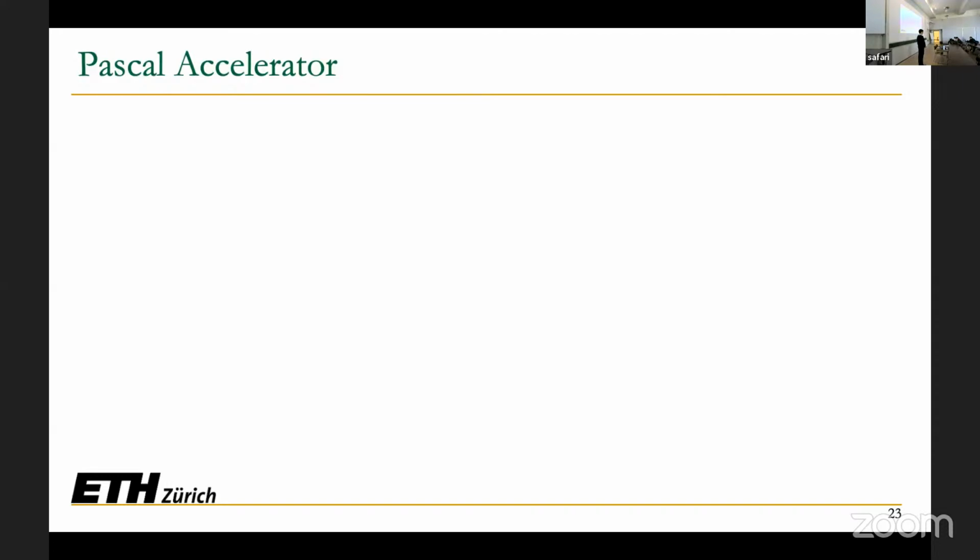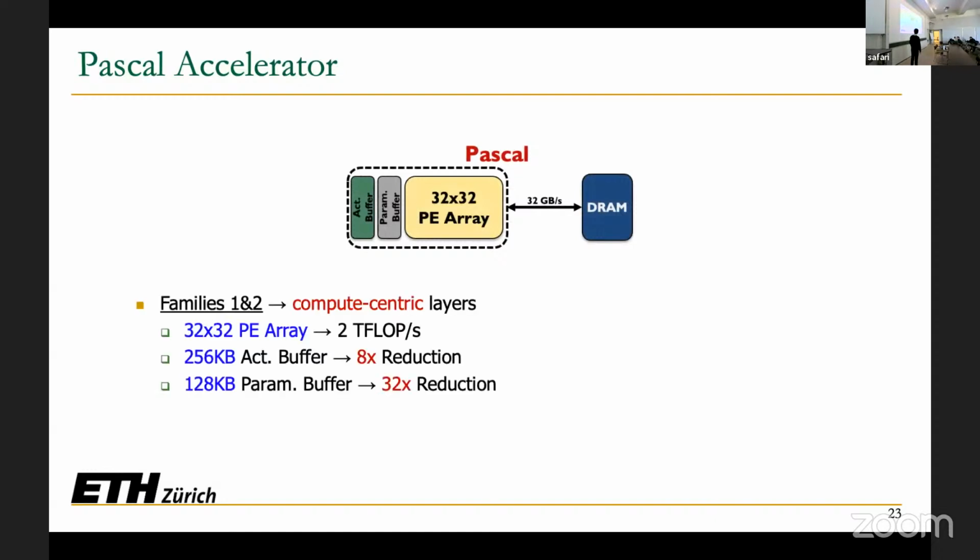For the first accelerator, it's called Pascal, and it looks like this. It caters to families 1 and 2, which are compute-centric layers, and therefore it's an on-chip accelerator, so it resides on the TPU. It has 2 teraflops per second, and it has an 8 times reduction in the activation buffer compared to the baseline, the default Edge TPU, and it also has a 32 times reduction in the parameter buffer.